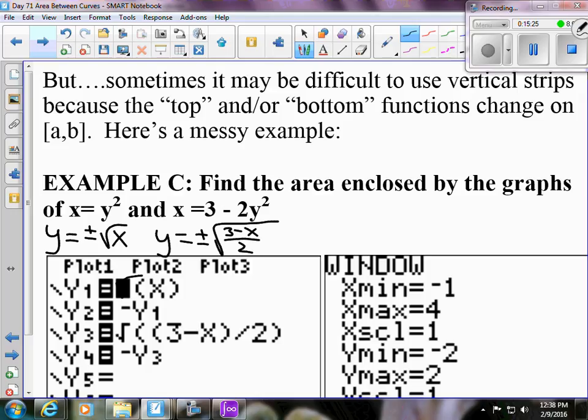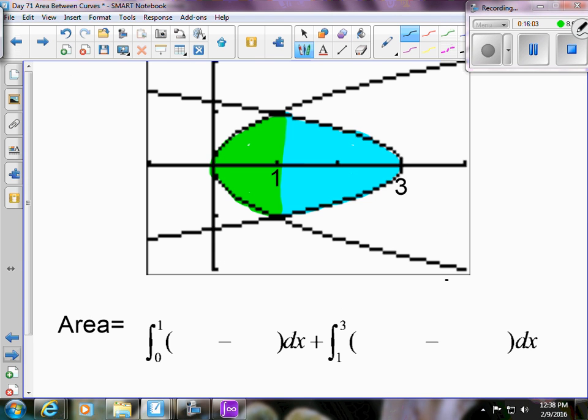When you want to put the graph of x equals y squared in your calculator, you have to put it in as two separate functions because that's not a function. So you have to put it in as the square root of x, and then the negative square root of x, just to get that one graph. The other one's also a parabola. If you solve for y, you're going to get plus or minus the square root of (3 minus x) over 2. So if you want to see these two parabolas with your calculator, you have to enter them with 4 functions. And I just want to show you what that looks like.